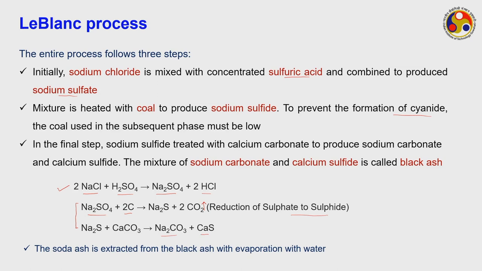Now what is to be done is, they mix this entire sample with water and evaporate it. Because this sodium carbonate is not soluble in this, it is taken out as the precipitate. Then that is extracted, and the remaining part is called black ash, that is calcium sulfide. Okay. So, this was the process which was tried out by Leblanc.